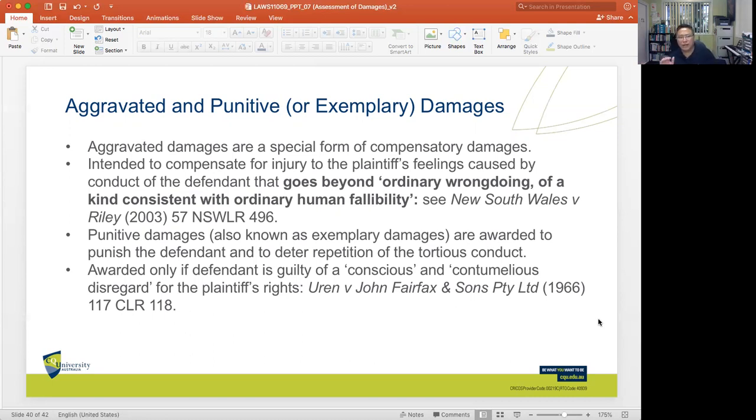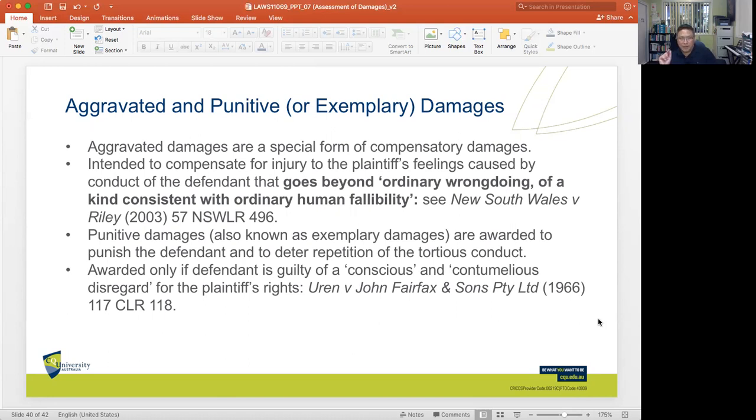So we need to know that aggravated damages are a special form of compensatory damages. They're intended to compensate for injury to the plaintiff's feelings caused by conduct of the defendant that goes beyond ordinary wrongdoing of a kind consistent with ordinary human fallibility. So if the negligence or the wrongdoing was ordinary, based on ordinary human fallibility, you shouldn't be thinking of aggravated or punitive or exemplary damages. There should be no compensation for that.